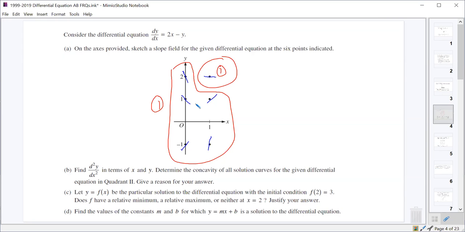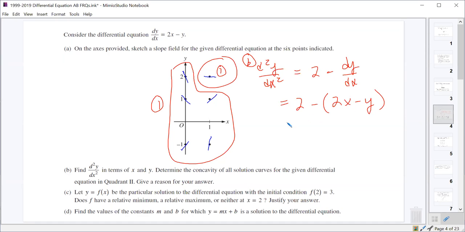All right, part B says find the second derivative of this in terms of x and y, and then determine the concavity of all solution curves in quadrant 2. So first off, to find the second derivative, we'll just take the derivative with respect to x. So the derivative of 2x is 2, and the derivative of minus y is minus dy dx, which is 2 minus dy dx, 2x minus y. So we'd probably write that as 2 minus 2x plus y as our second derivative. And getting your second derivative was worth 1 point.